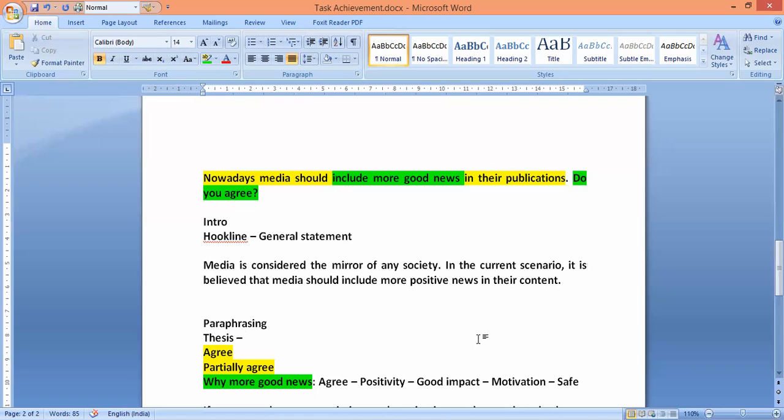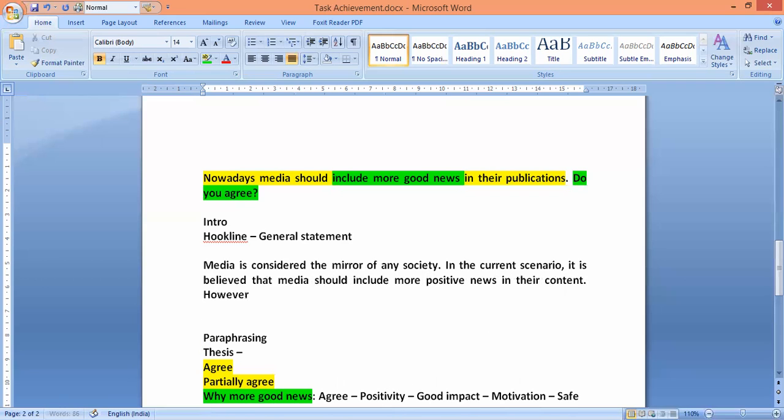So it is that easy to write an introduction. Just now, you can write, however, I partially agree with this argument.